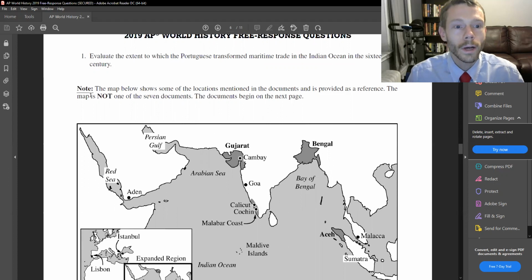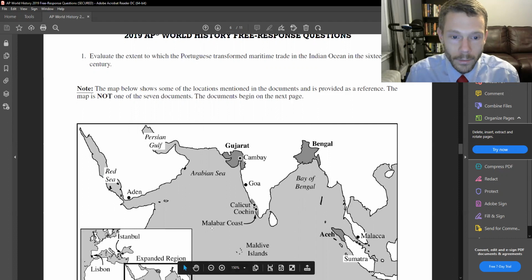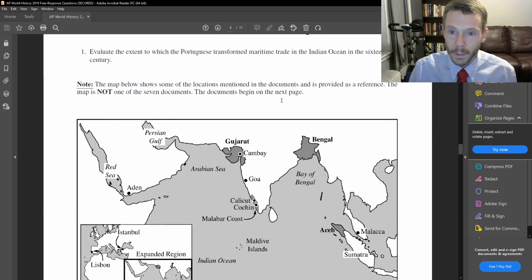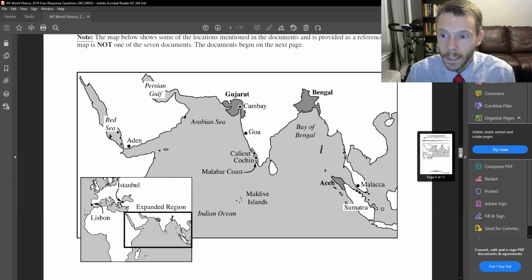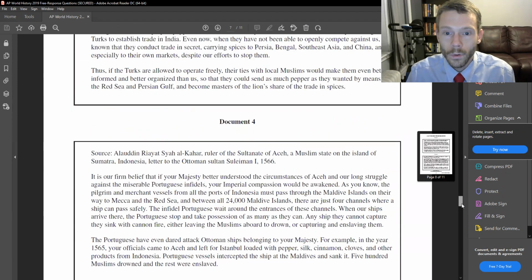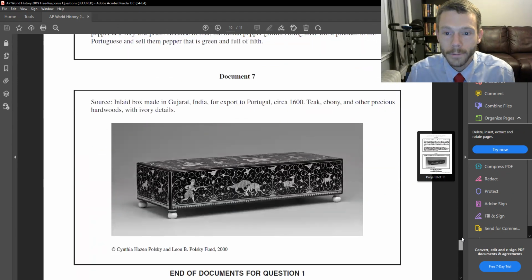First thing that I want to call out, and College Board calls this out in their notes, this map below of the various areas in the Indian Ocean trade. These are locations that are mentioned in the documents. It's designed to give you a sense as to what is happening spatially. It is not a document that you can use as part of your essay. The documents themselves follow on the next several pages, documents 1 all the way to document number 7.